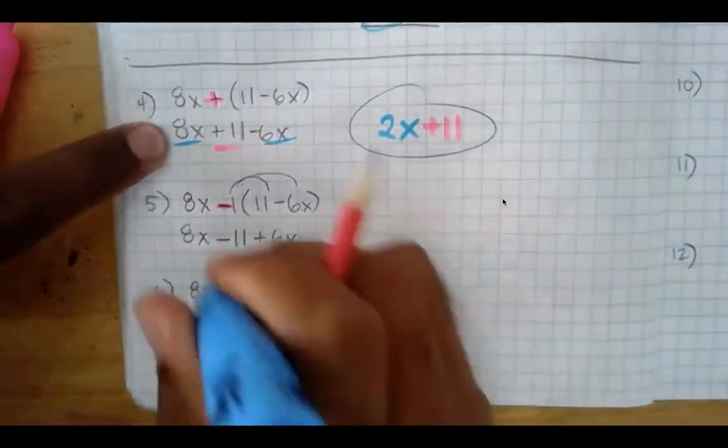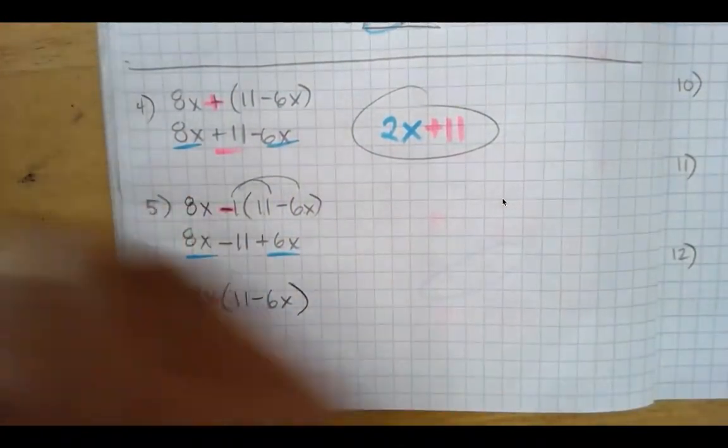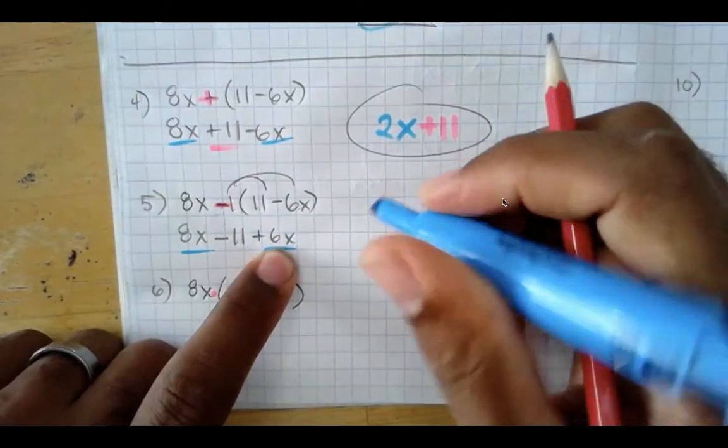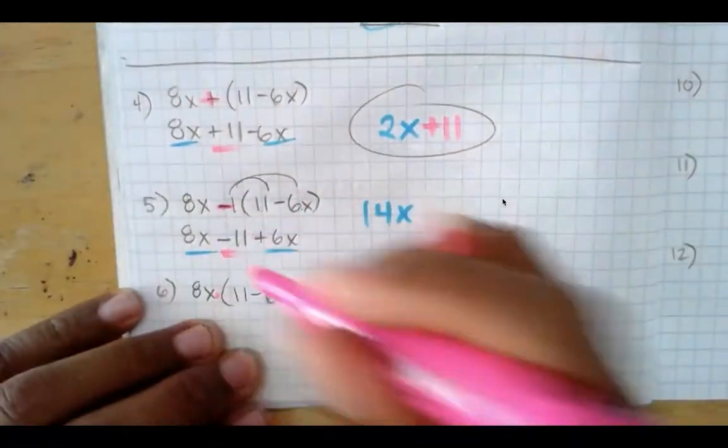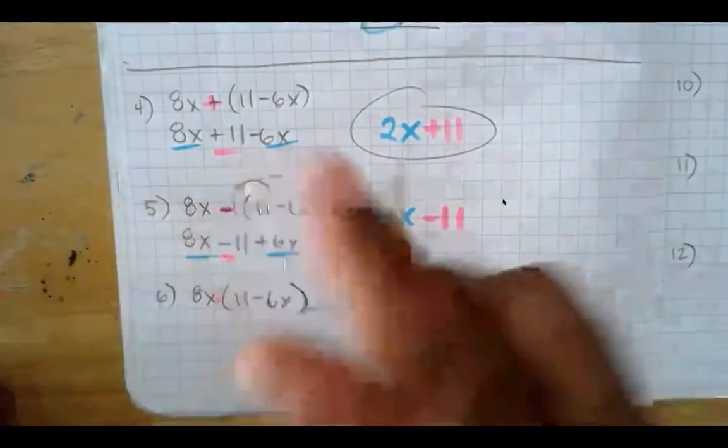And again, just like before, combine like terms. Now it's 8x plus 6x this time, so that'll be 14x. And then the 11's by itself, so it's just minus 11.